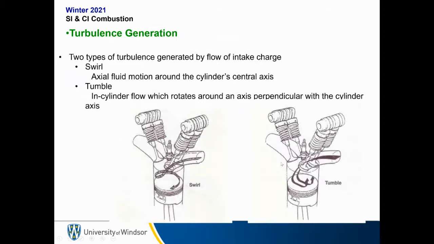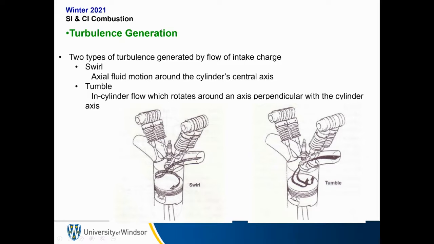Okay, so we said mixing is very important in spark ignition. Now, most mixing in spark ignition is done in the intake manifold. It's not done in the cylinder. So turbulence generation inside the cylinder is mostly used for flame propagation. So not so much for mixing, but more so for flame propagation.